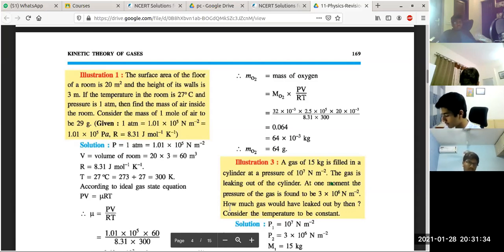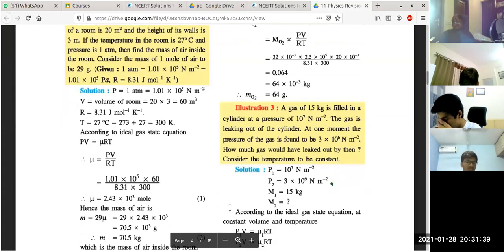PV is equal to nRT. You put everything in, you'll get n. The n you are getting is 2.43 into 10 power 3 mole. So these are the number of moles. Then what is the weight? It is number of moles into molecular mass. The average molecular mass of air is 29. How 29? It is 80% nitrogen plus 20% oxygen. Nitrogen is 28, oxygen is 32. Then 80% of 28 plus 20% of 32 will give you 29.